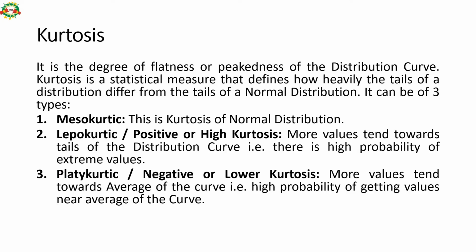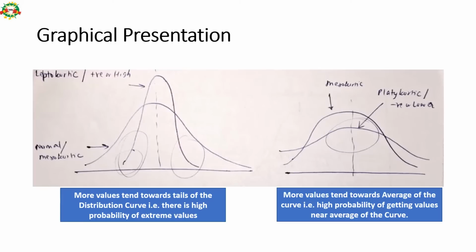So you should be able to identify which curve is which one. These are the graphical presentations for better understanding. If we see, this is the first normal distribution curve. Here the tails are: this is the first tail and this is the second tail.